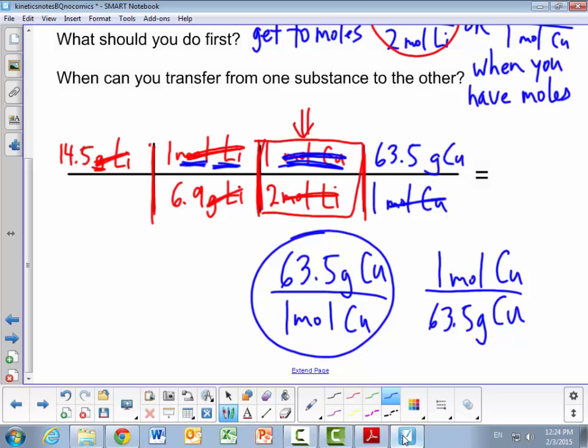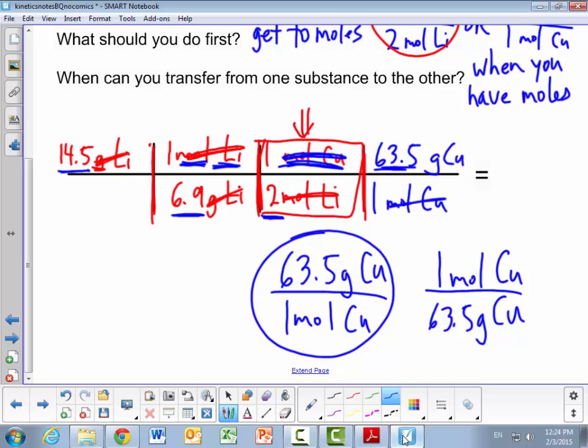Any number on top is a multiply. Any number on the bottom is a divide. And you can, of course, ignore the ones. So it's going to be 14.5 divided by 6.9 divided by 2 times 63.5.